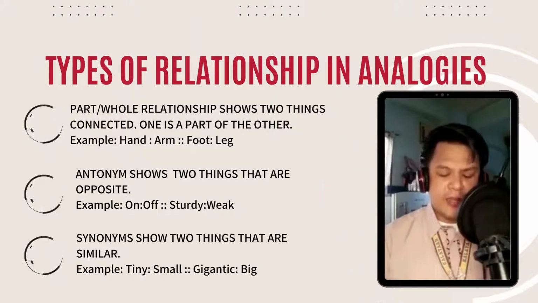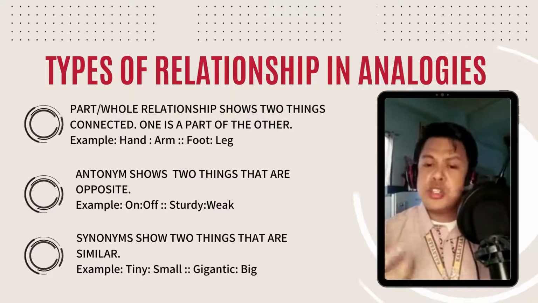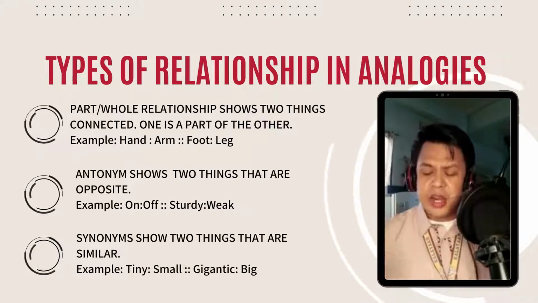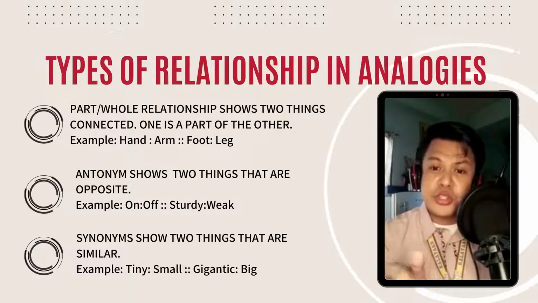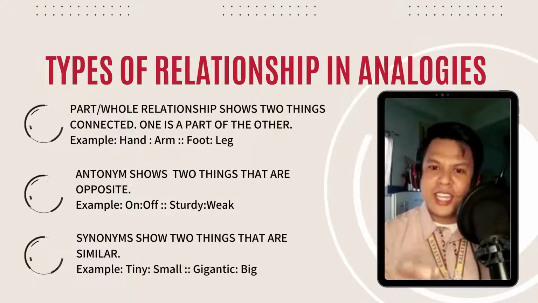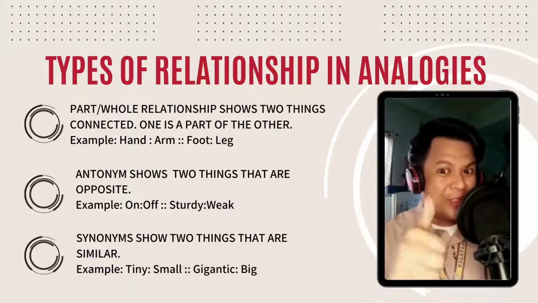The third one is synonyms. It shows two things that are similar. For example, tiny is to small, gigantic is to big. You've got it?